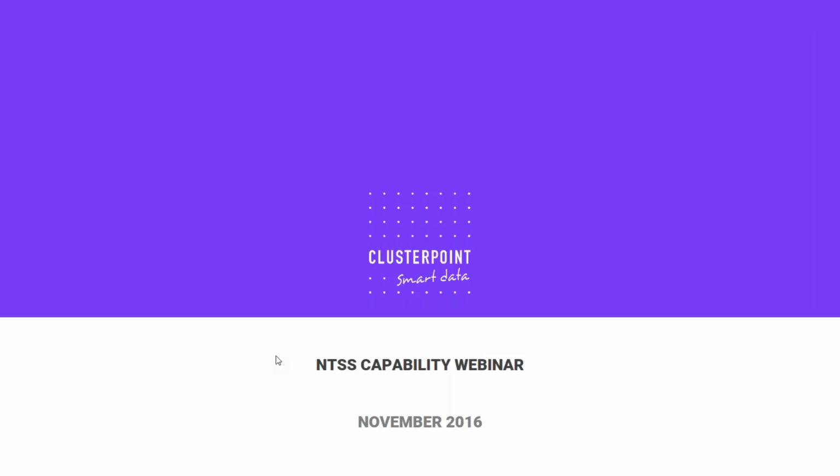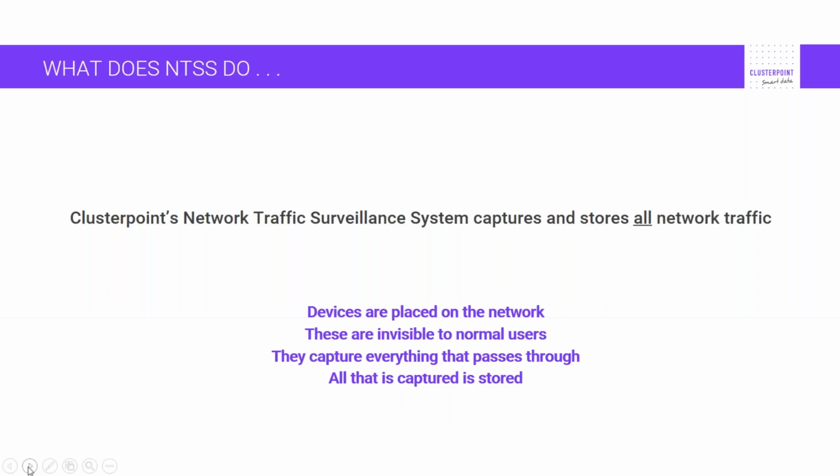So with that said, what I would like to do first of all is really take you through some background issues around the network traffic surveillance system, just to get some clarity around what it is and how it works. And I think the place to start is what you're seeing now, which is that the network traffic surveillance system captures and stores all the traffic on a network. It's as simple as that.